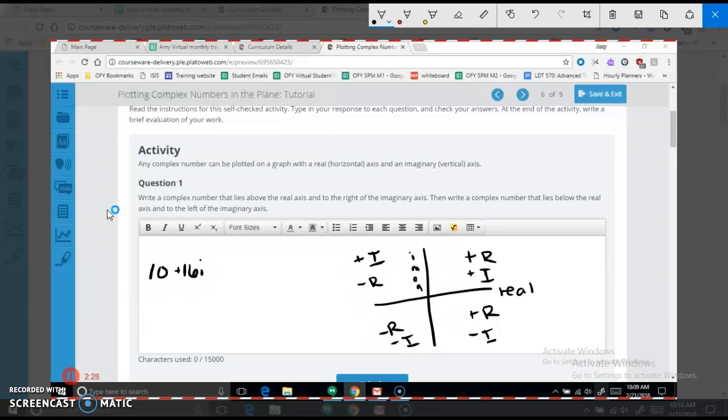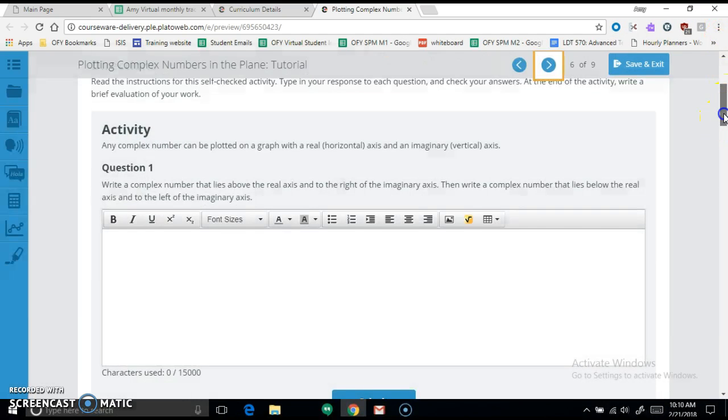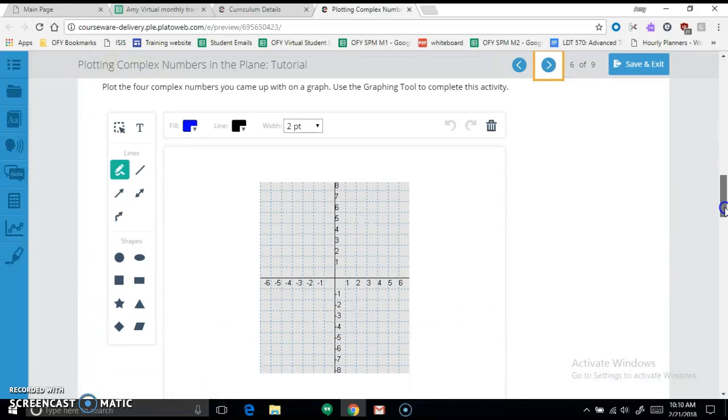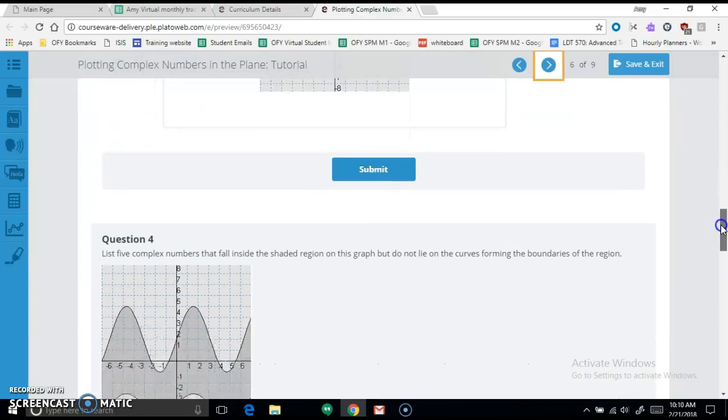Now it says, write a complex number that lies below the real axis, so all of the imaginary numbers are negative, and to the left of the imaginary axis. So now we're right here, to the bottom and to the left, so we have negative real, negative imaginary. Negative 5 minus 11i, something like that. Then you're going to do that for all of these. These are all going to be the same kind of questions. Then you plot them on here, just like we did a second ago.